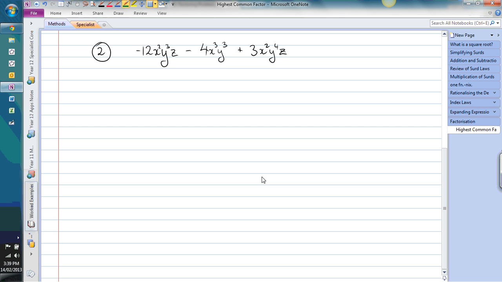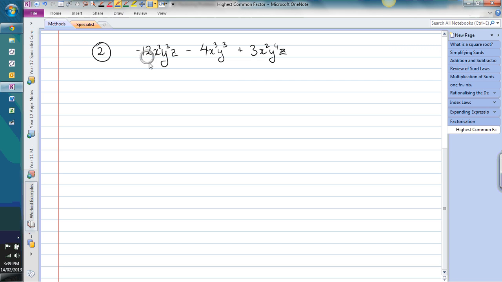The second example here is a little bit more complicated. There's more terms and they're, I guess, more complicated terms. But just like before, we're looking for the highest common factor. So the highest number that can be divided by all of our terms.